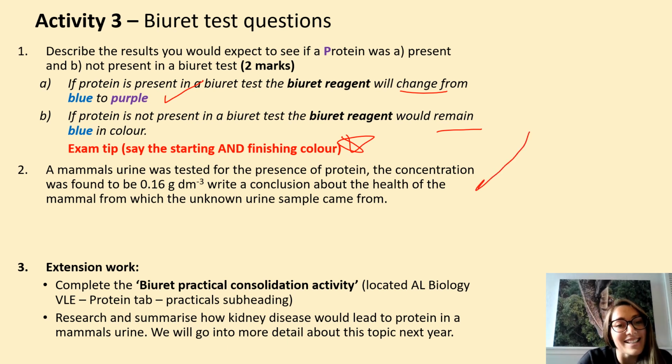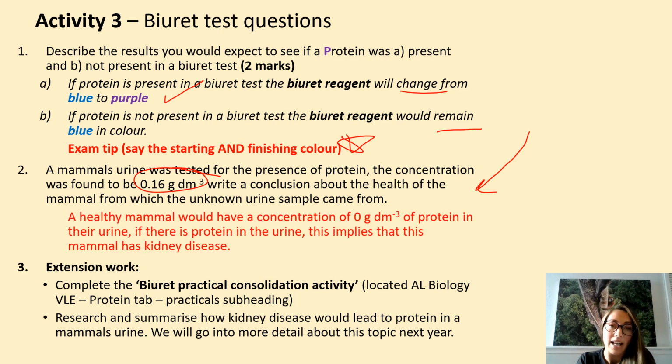Another question is, the mammal's urine was tested for the presence of protein. The concentration was found to be 0.16 grams per decimeter cubed. Write a conclusion about the health of the mammal. So a healthy mammal should have a concentration of 0 grams per decimeter cubed of protein in the urine.